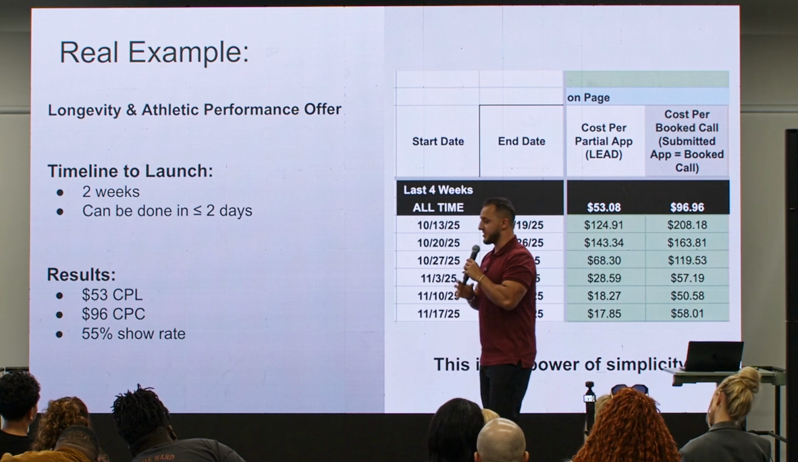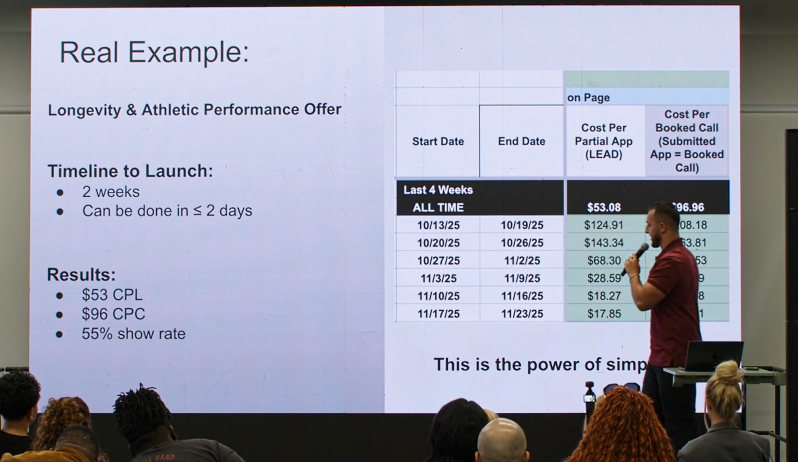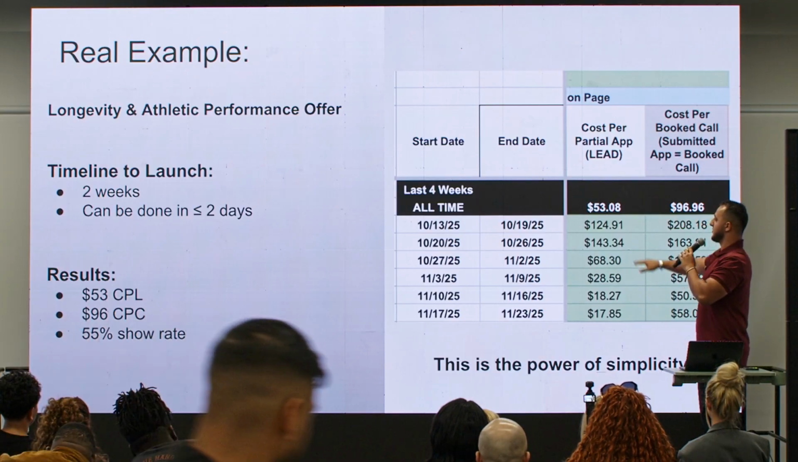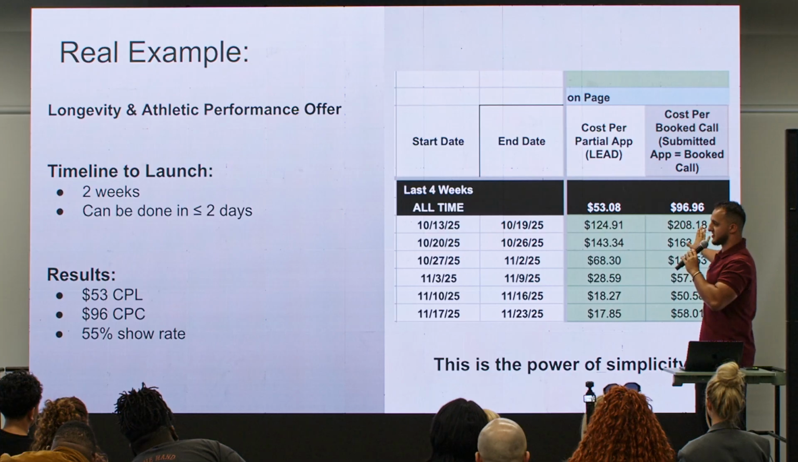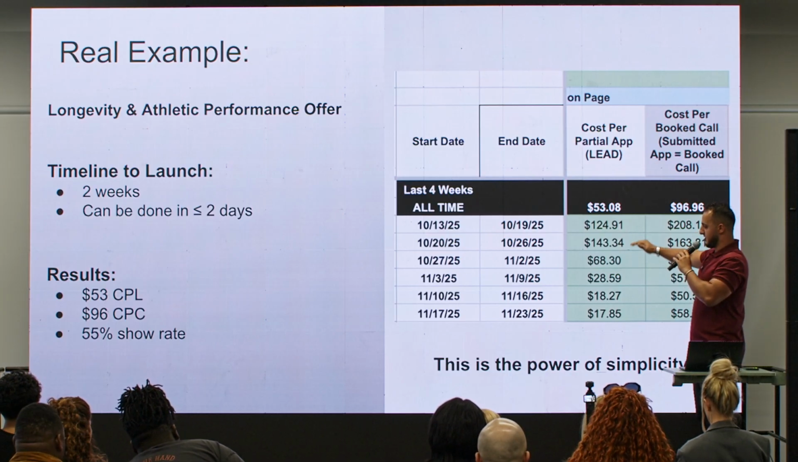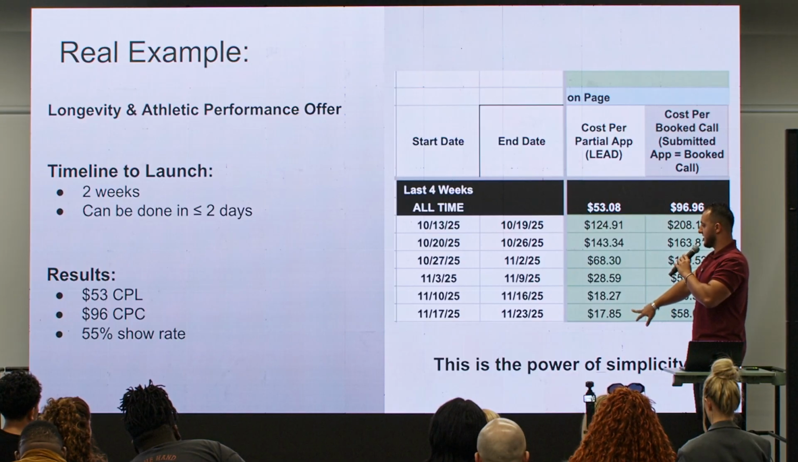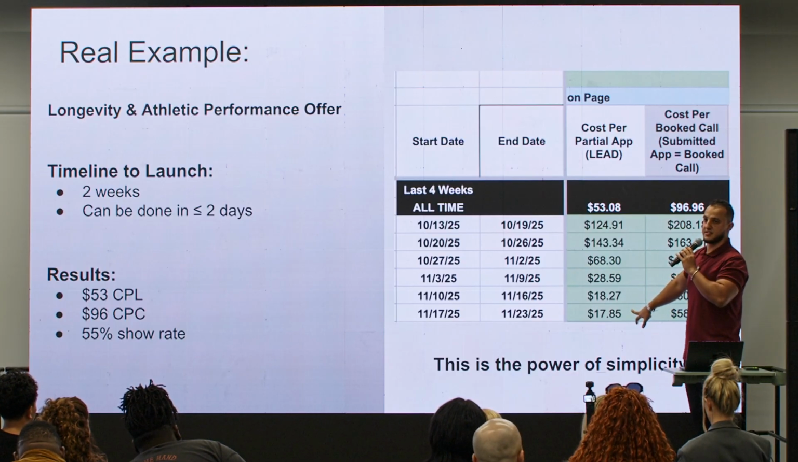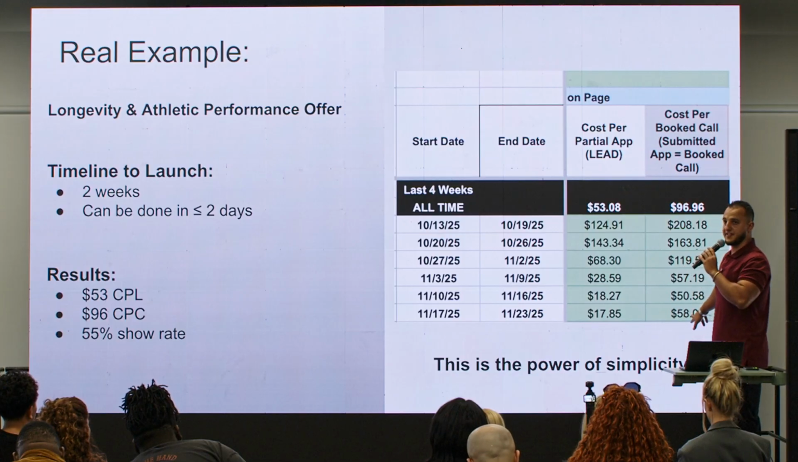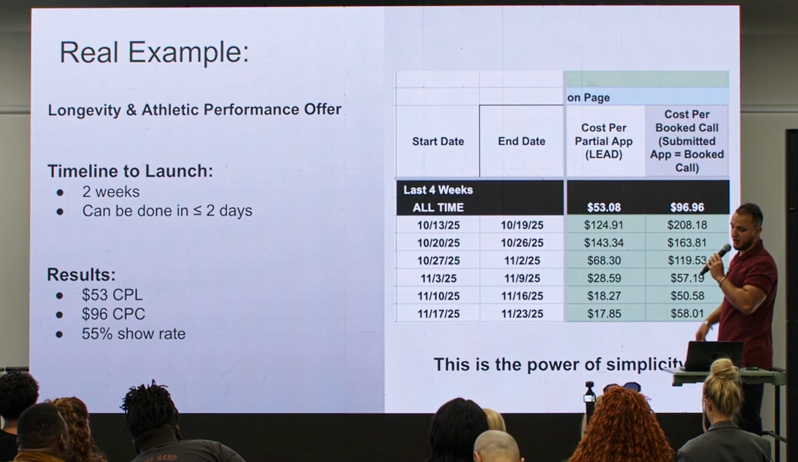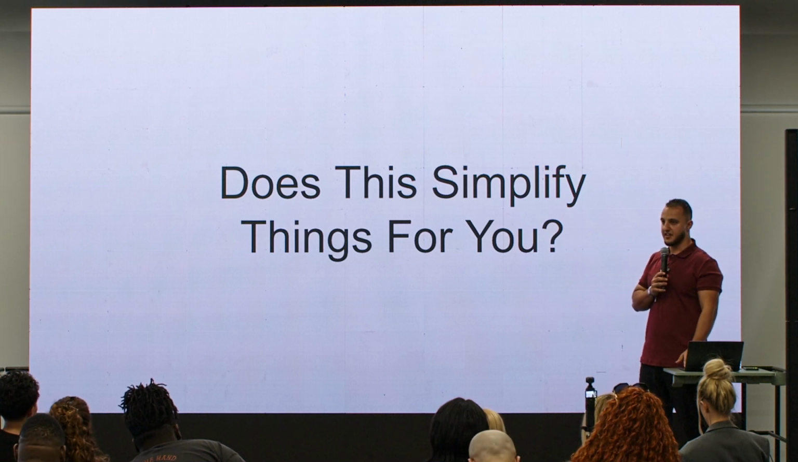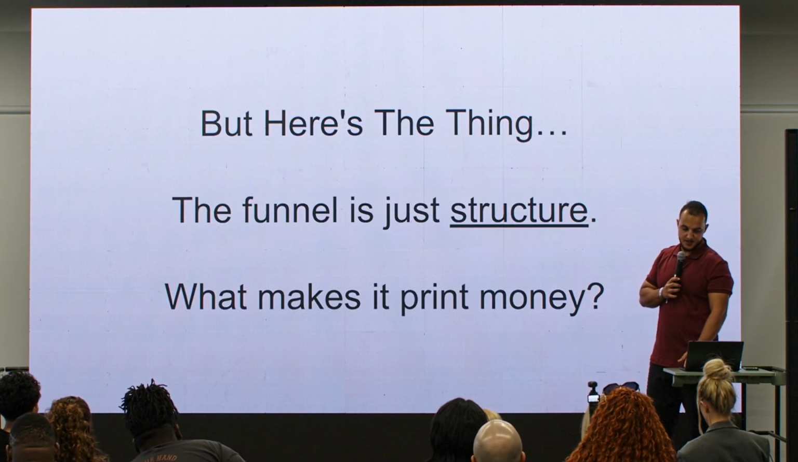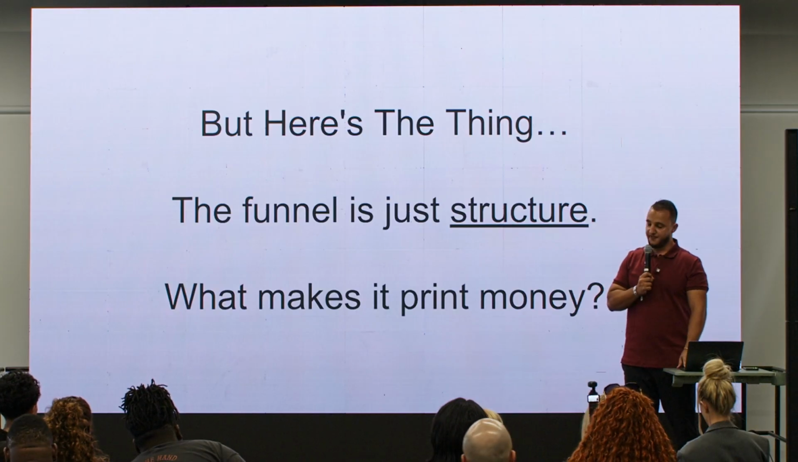So, we did all of this. You can see here the metrics to show you guys. We launched week 1, $125 to get a lead, $200 to get a call. Pretty high, not in KPI. You can see here by week 4 and week 5, it's costing us $17 to get an application and $58 to get a booked call. That's the power of simplicity. Does this simplify things for you guys? Cool. So third and final piece, here's the funnel's just the structure.